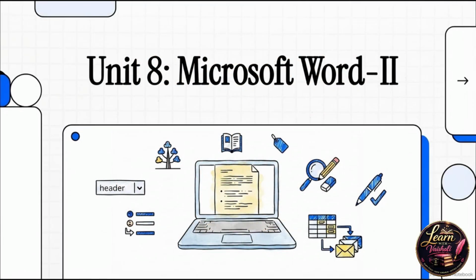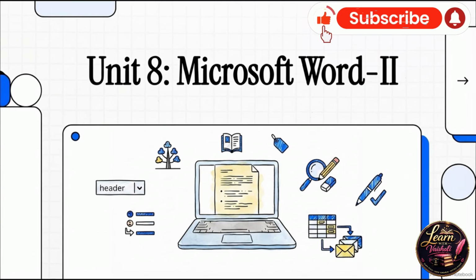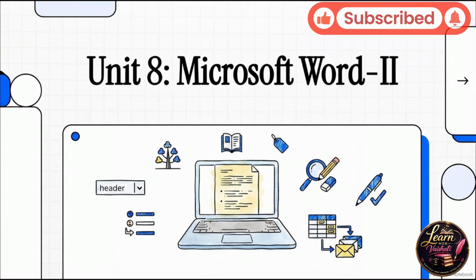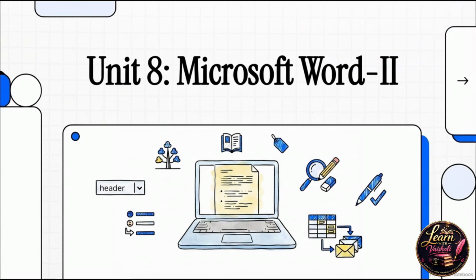Look, if you've been following along with us, you already know the basics. You know how to create a document, type things out, save it, the standard stuff. But today, we're really leveling up. We're taking those foundational skills and upgrading them to an absolute professional level. This is Unit 8, Microsoft Word 2.